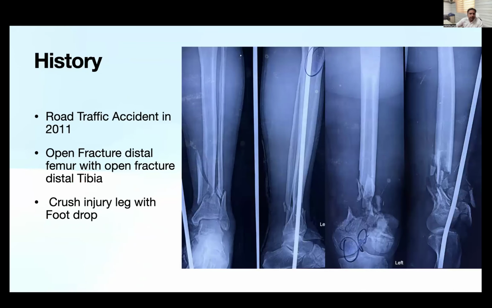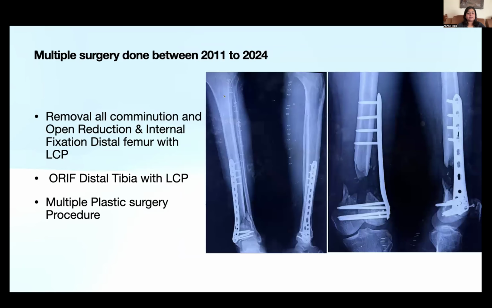A 50-year-old male had a road traffic accident in 2011 and was treated elsewhere by various surgeries between 2011 and 2024. He had a comminuted fracture of the distal femur, which was open, an open fracture of the distal tibia also, and a crush injury of the leg with many soft tissue injuries. It was treated with removal of all comminution and open reduction internal fixation with LCP with a gap.